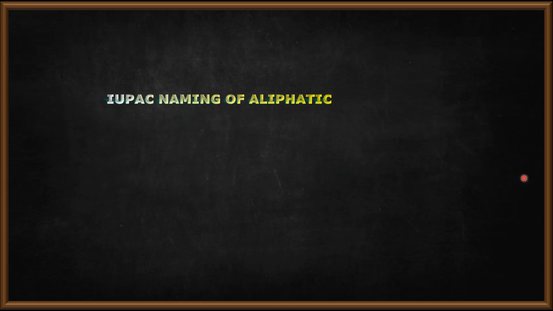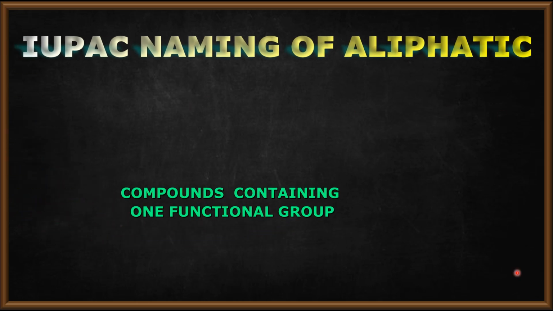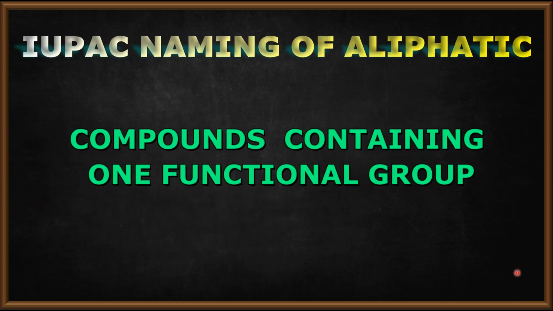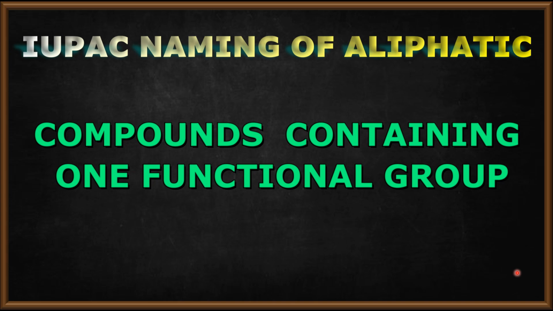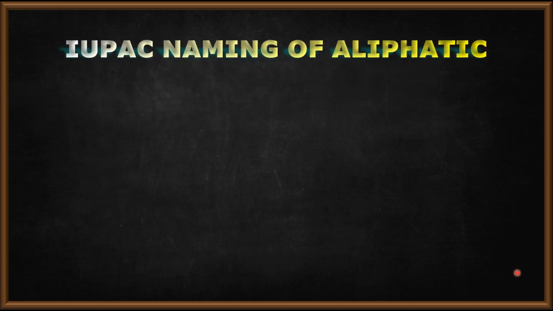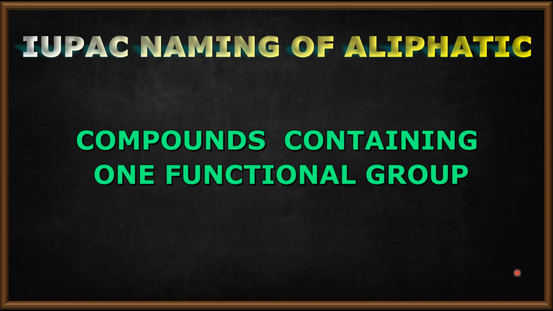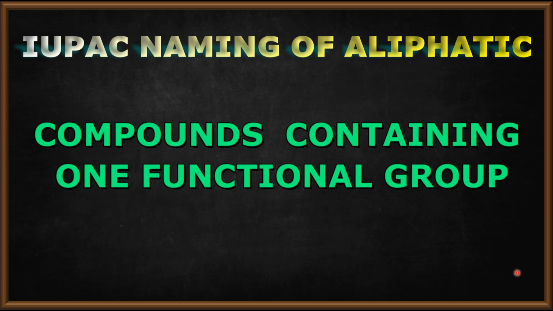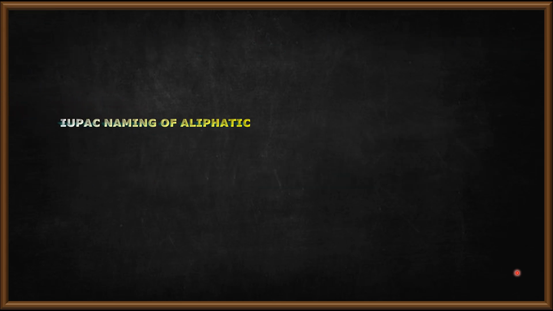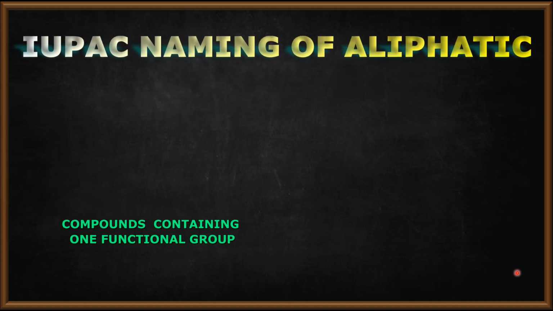Aliphatic compounds are organic compounds in which carbon atoms are arranged in straight chains or branched chains. In this video, we will be focusing on organic compounds that contain a single functional group. So whether you are a student studying for an exam or a curious mind to expand your knowledge, join us on this educational journey as we unravel the intricacies of IUPAC naming for organic compounds containing one functional group.